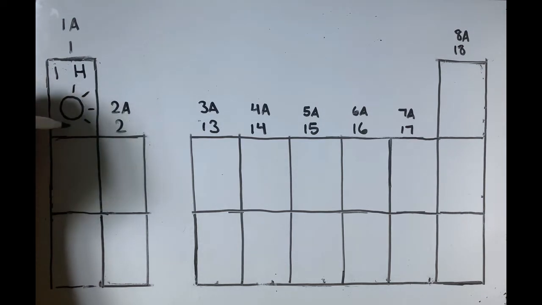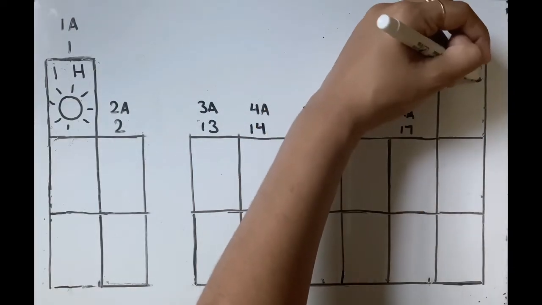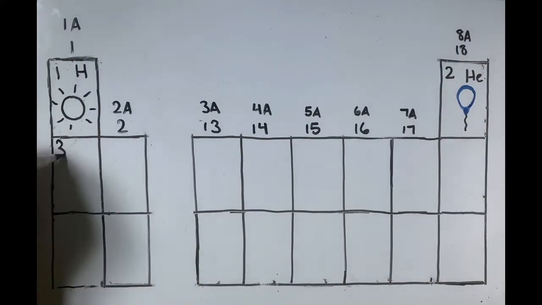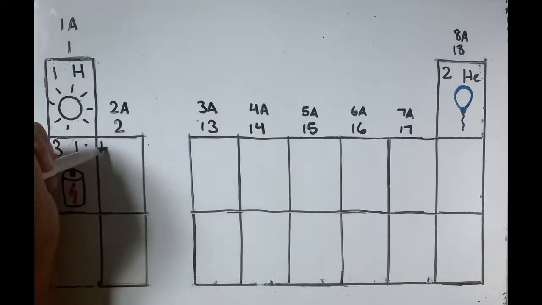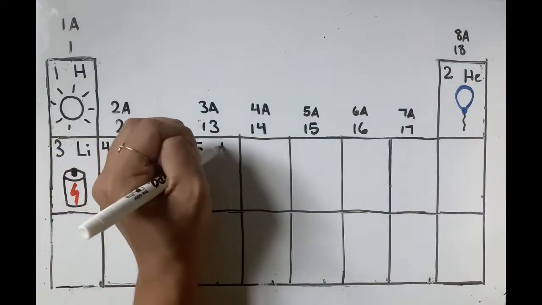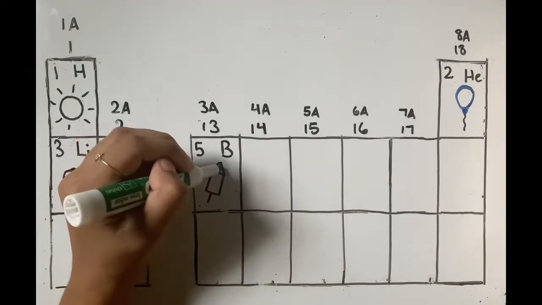Hydrogen is what makes up stars, like our own sun. Next is helium. This is found inside many balloons to keep them afloat. Then comes lithium, which you can usually find in batteries. Beryllium can be found in the form of emeralds. Boron gives off a green color when burned, so it can be found in fireworks.